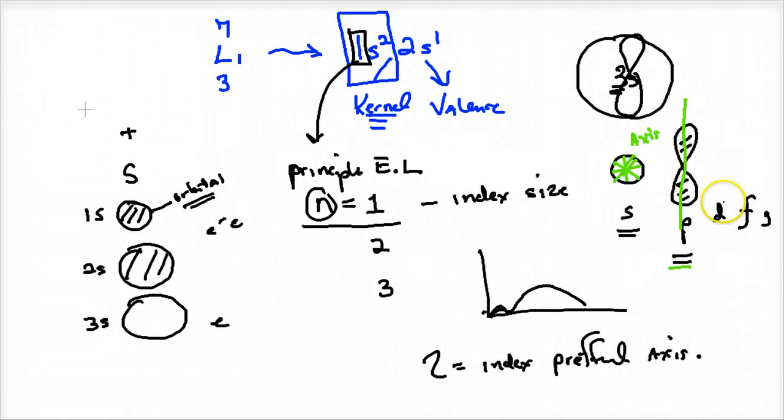D orbitals, because they have more complex shapes, have more preferred axes, and so on with f and g. So this number indexes the preferred axes. Let's look at its restrictions on the next page.